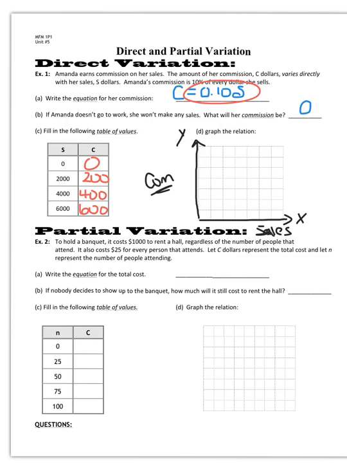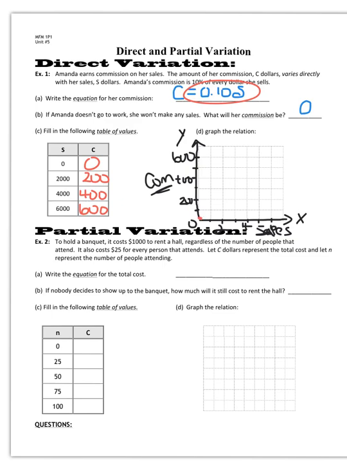So we're going to have 0 in the corner, and her sales are going to be 1,000, 2,000, 3,000, 4,000, 5,000, 6,000. I can't fit it on here very well, my pen is really wide. So skip every one, and it's going up by thousands. And then along the side will be 100, 200, 300, 400, 500, 600.